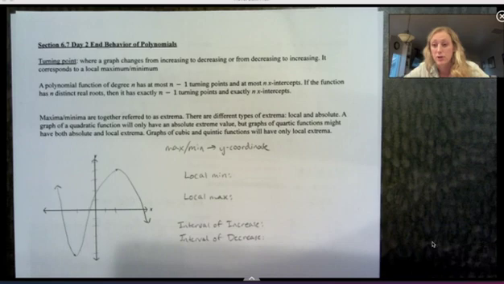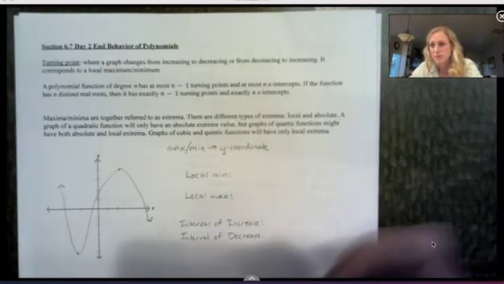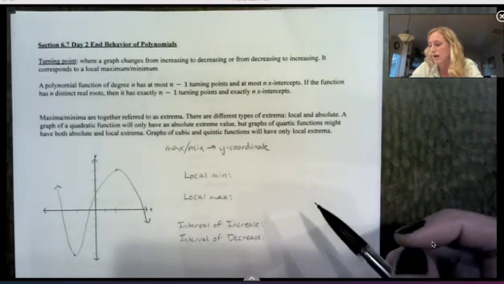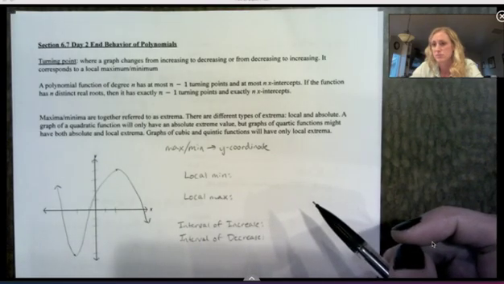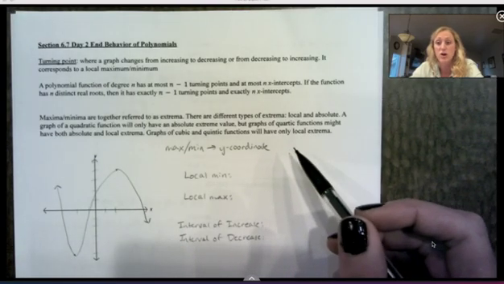So for example, a quadratic has an absolute minimum or maximum because it has a peak where the graph is not going to go beyond. A cubic just has a local min or max where it changes direction, but it does not have an absolute. So again, if the range is all real numbers, it is not going to have an absolute max or min, and that happens when it's an odd degree.